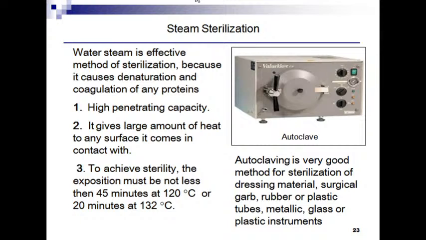Another conductor of heat is water steam. We can boil water and use steam at high temperature for sterilization of equipment and instruments. The method is named autoclaving. An autoclave is a device for steam sterilization. Water steam is an effective method of sterilization because it causes denaturation and coagulation of any proteins.